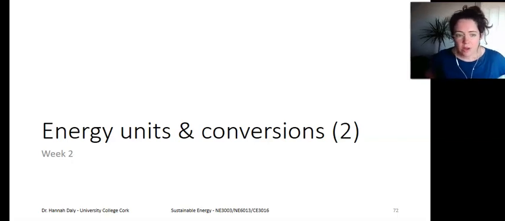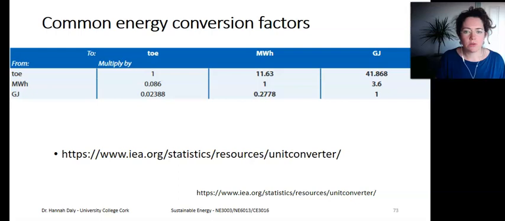In this final lecture in week 2, we go back to energy units and conversions and talk a bit more about equivalence between different energy types. So go back to different energy units. I introduced last time the concept of TOE, ton of oil equivalents, megawatt hour or gigawatt hour or kilowatt hour and gigajoules, and they all are basically measurements of the same thing about energy.